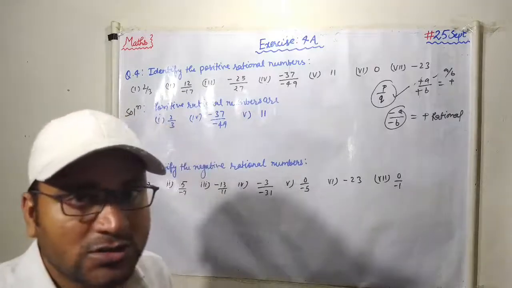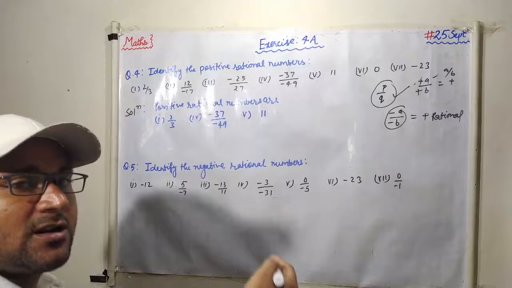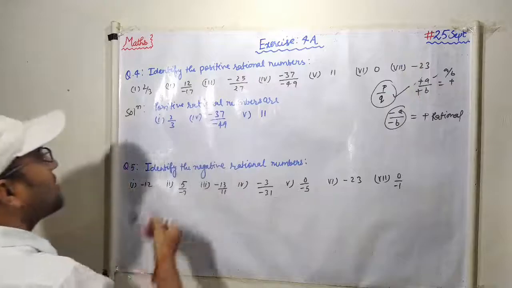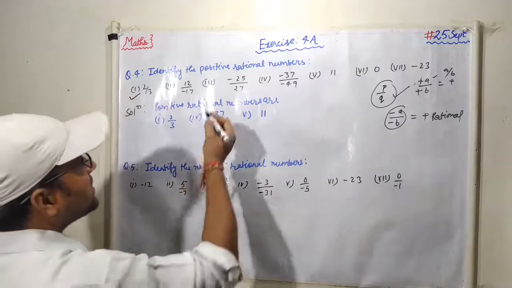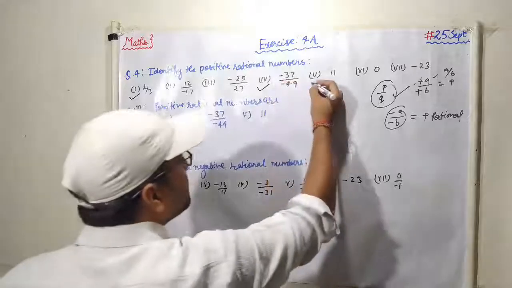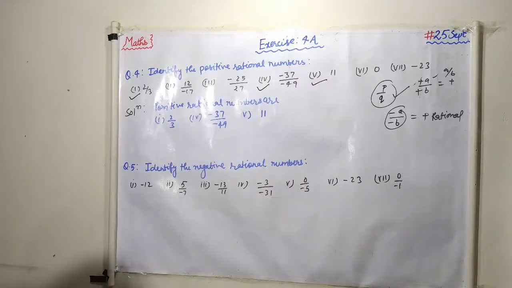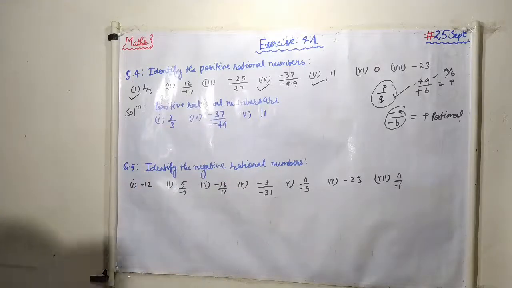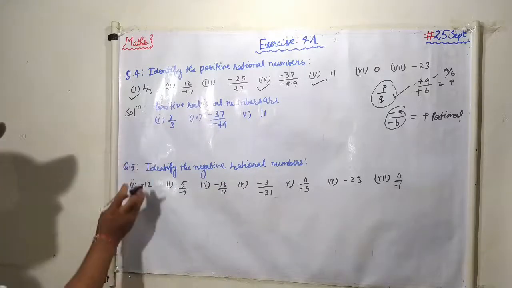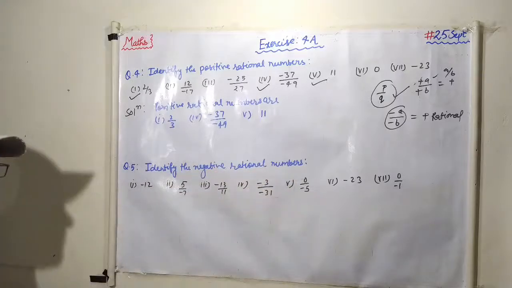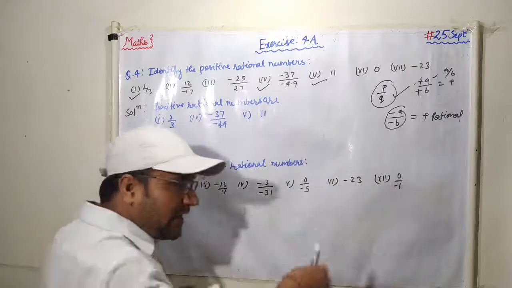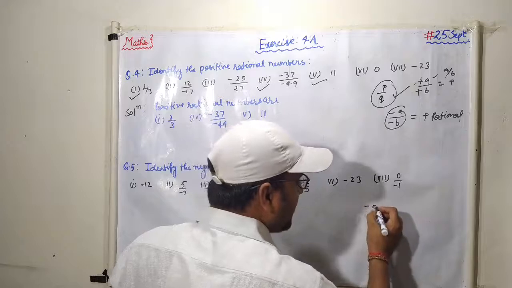Then 0. 0 is neither positive nor negative. So you will not consider it as a positive rational number or a negative rational number. And minus 23. So in your question, students, the first one is a positive rational number, and the fourth one, and the fifth one. Only three questions are positive rational numbers, others are negative rational numbers. In the next question it is asking to identify the negative rational numbers.